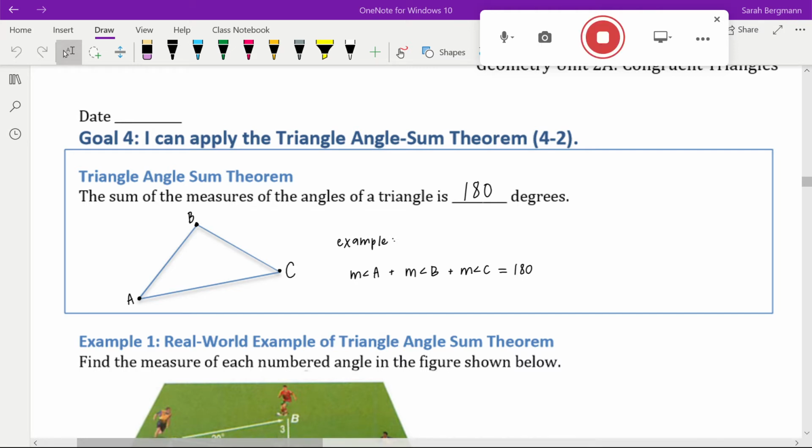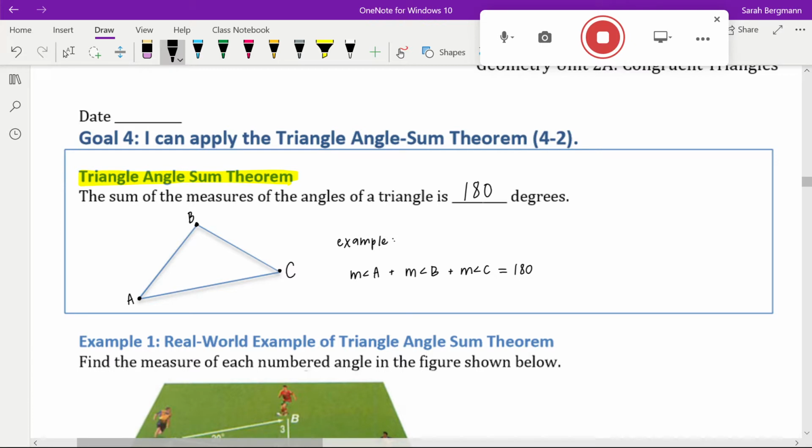Welcome back, everyone. Today we are going to talk about angles inside and outside of triangles. First, we'll start with the triangle angle sum theorem. This states that the sum of all the measures of the angles in a triangle must be 180 degrees.